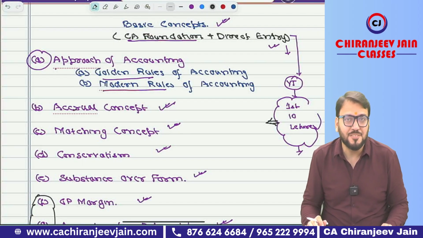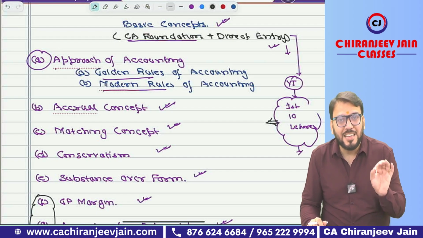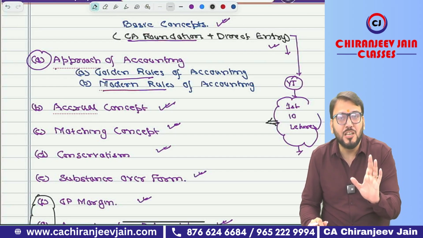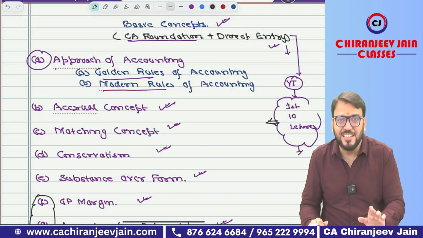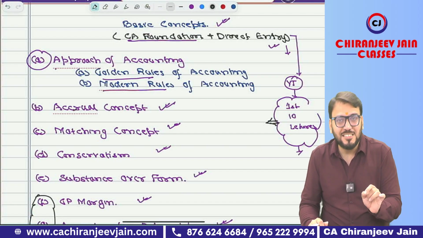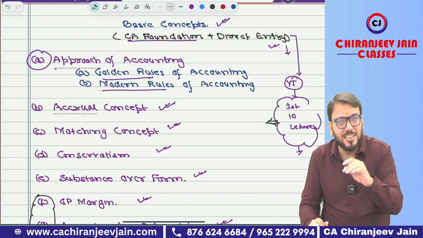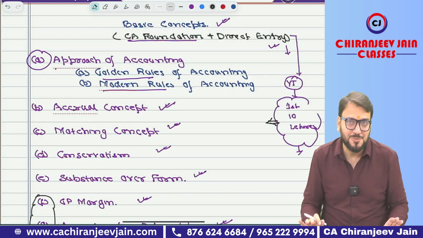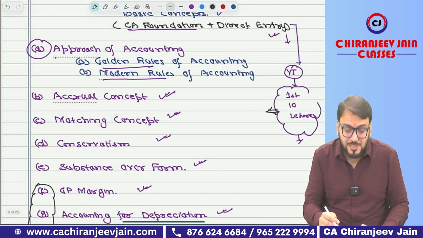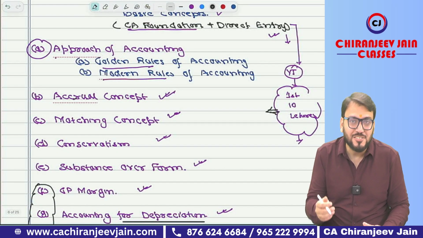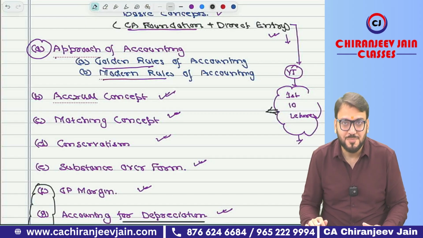In that, if there is a capital, liability or income, the rule is increase will be credited and decrease will be debited. And for asset and any expense, increase will be debited and decrease will be credited. Simple rules. Then we have done the accrual concept, matching concept, conservatism and substance over form. This much we have done in the last class.